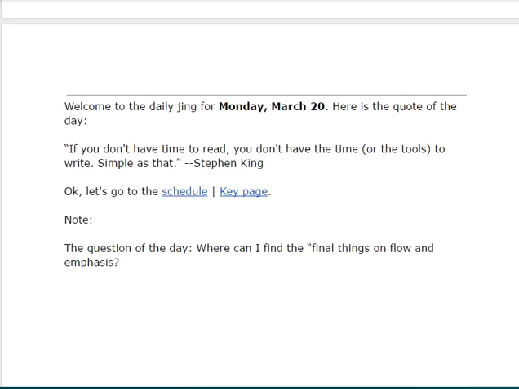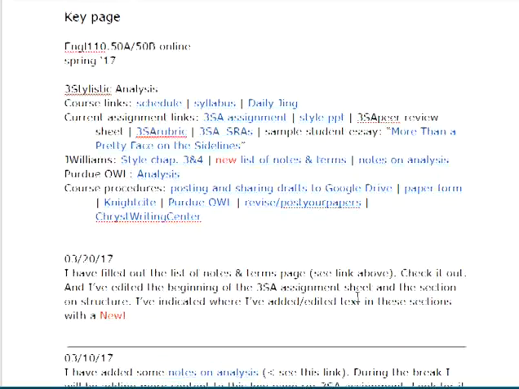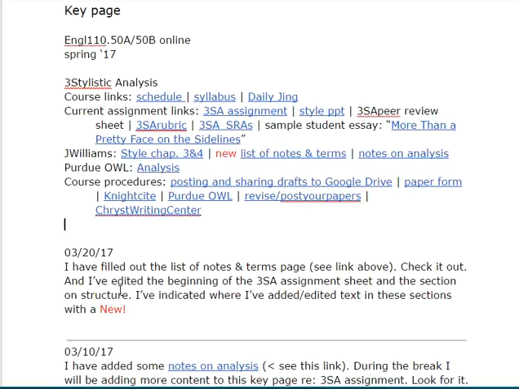So let's look at the key page. I've added a little note here for today. I've filled out the list of notes and terms page here. We'll look at that in a second. Check it out. And I've edited the beginning of the assignment sheet and the section on structure. I've indicated where I've added and edited text in these sections with a red "new." Okay? Let's look at the list of notes and terms.